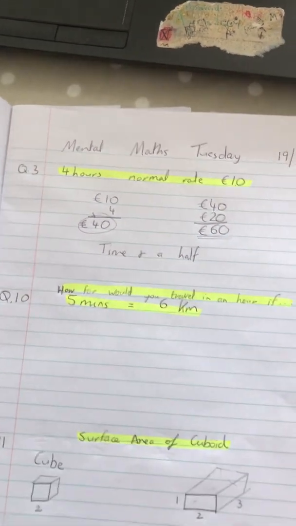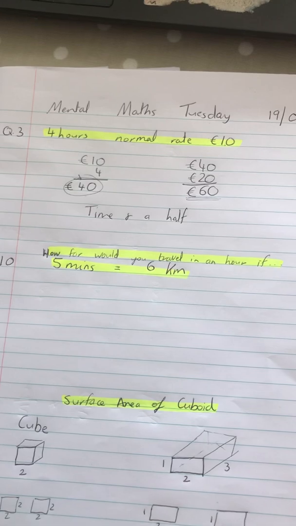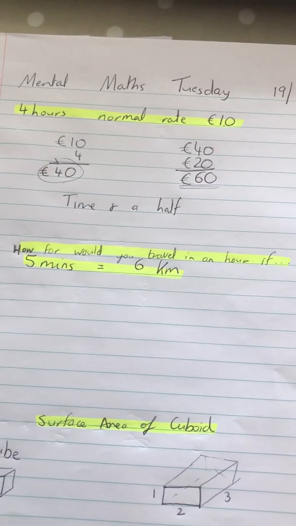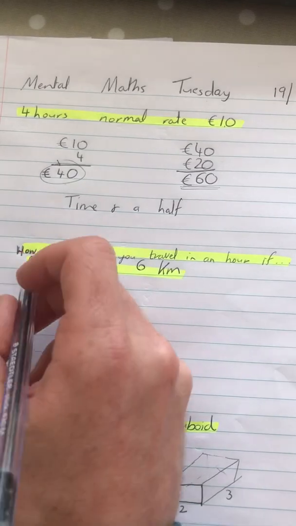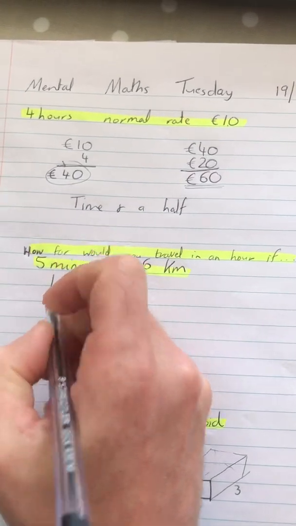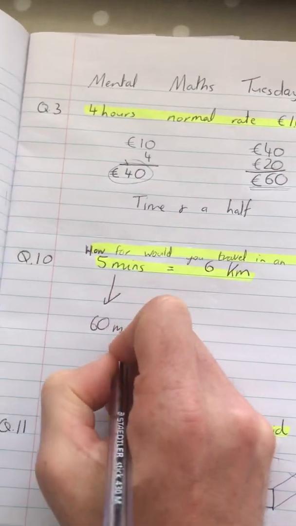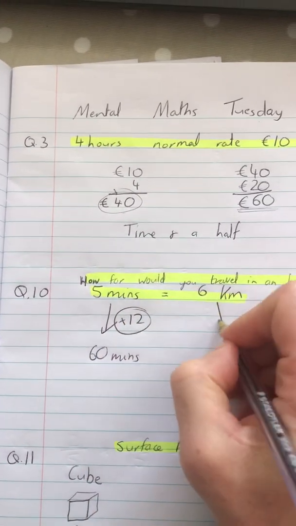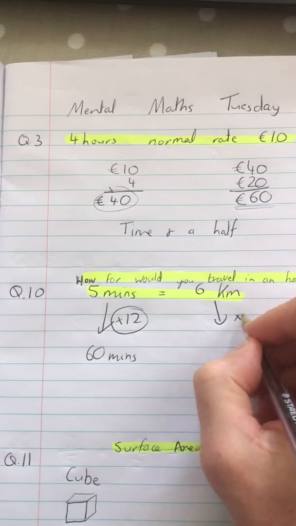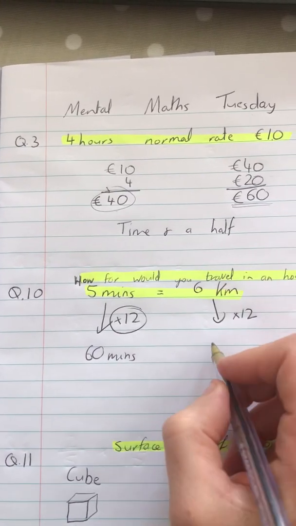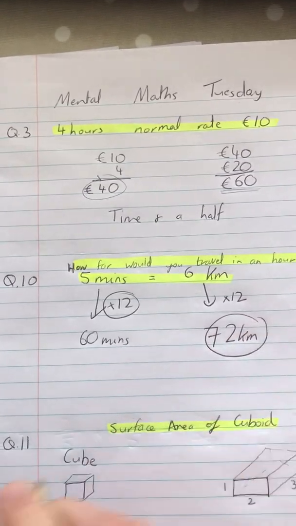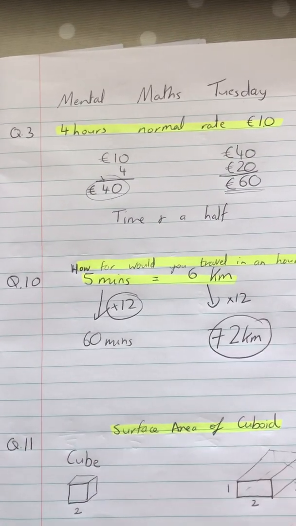Now, if we move on to question 10, how far would you travel in an hour if you went 6 kilometers in 5 minutes? So we know in an hour there are 60 minutes. So to go from 5 minutes to 60 minutes, we must multiply by 12. So it's 12 times. So you must do the same thing to the 6 kilometers, multiply it by 12. And we know that 6 12s are 72 kilometers. So you'd go 72 kilometers in an hour at that speed.